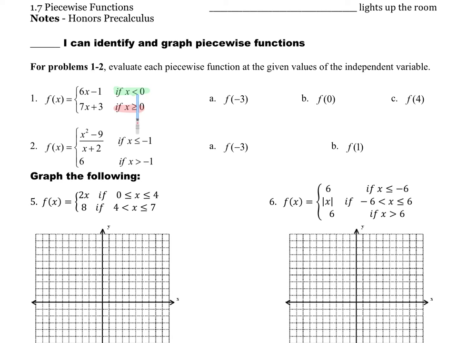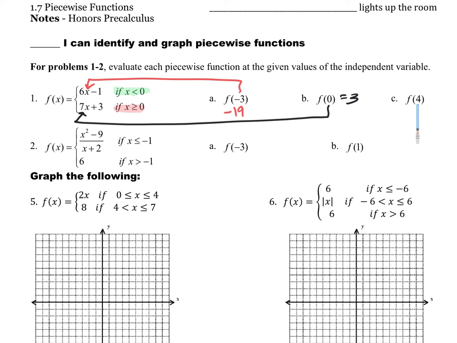Is -3 less than 0? Yes, that's what tells us I need to plug that in right there. 6 times -3 is -18, minus 1, -19. That's how we're gonna analyze these. If my x equals 0, can I plug it into green? No, my x's have to be less than 0, but in red, my x's have to be greater than or equal to 0. If I plug in a 0 there, we'd get 3.